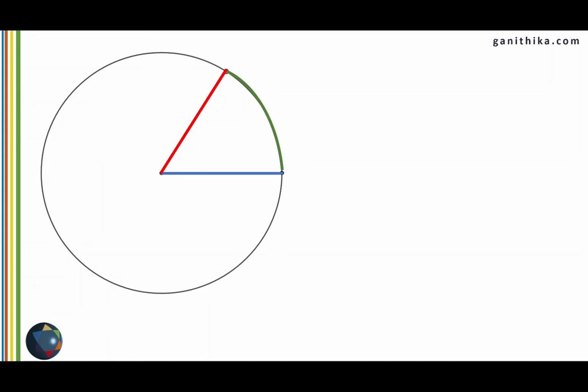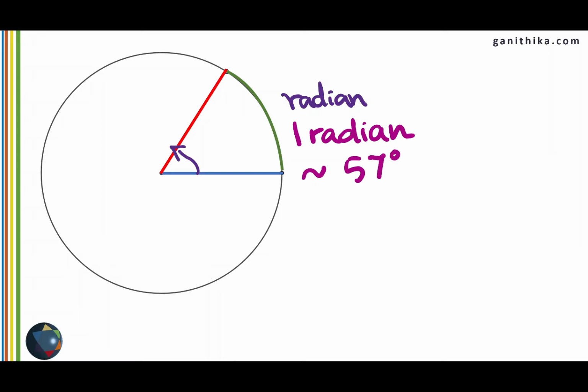Since we have measured the green arc to be equal to the radius, all the three colored parts are equal to each other. The angle made by this part of the circle is called a radian. In fact, 1 radian is approximately equal to 57 degrees. So, radians and degrees are two of the units that are used to measure angles.